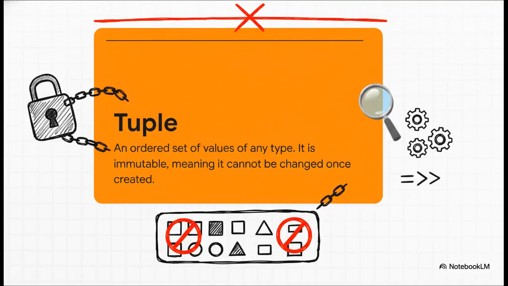And then there's this guy, the tuple. It seems a lot like a list at first glance, but it's got this one non-negotiable rule: it is immutable. That's a fancy way of saying once you make it, you cannot change it. Ever. No adding things, no removing things, it's locked in. So why would you use it? Well, it's perfect for data you absolutely do not want to be changed by accident somewhere in your code.